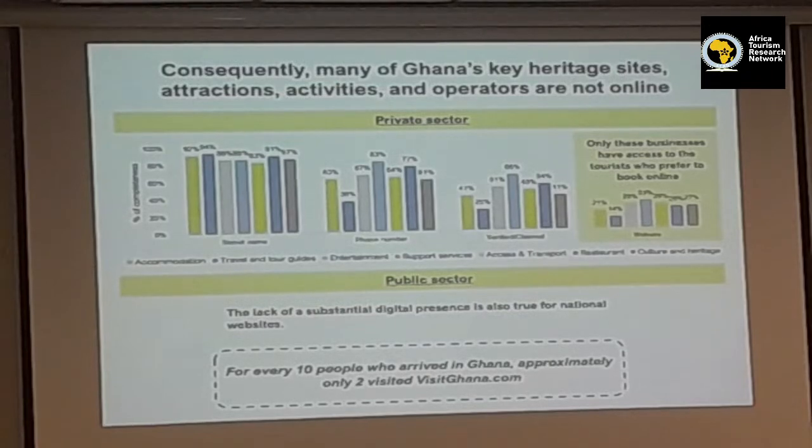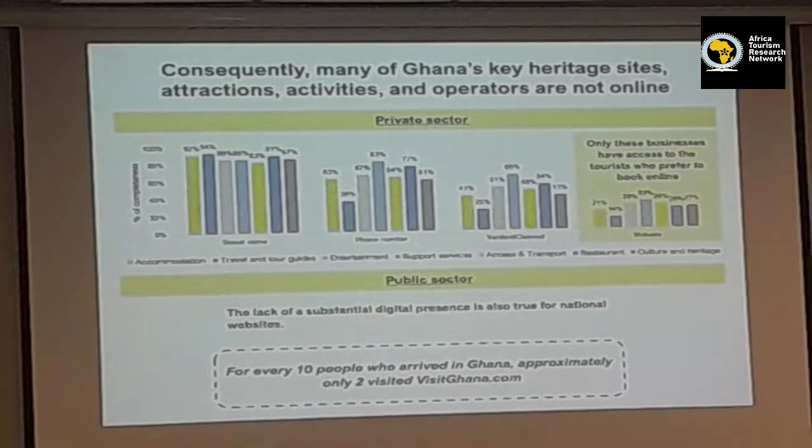And I think it's true with the public sector as well. So when we look at Visit Ghana, for example, which is by far the most visited website in the tourism sector, which is good news, that's great. But still, only 2 out of 10 people who visit Ghana actually visit the website Visit Ghana.